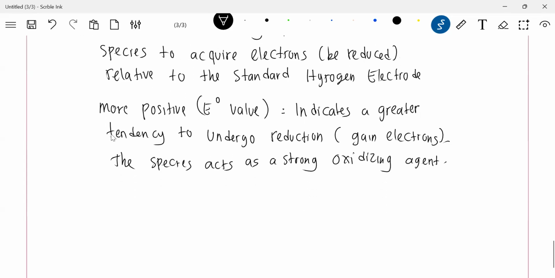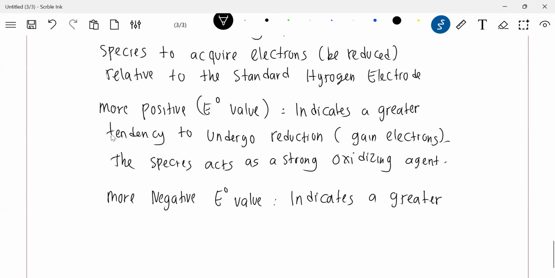And how about if it is more negative, sir? If it is a negative E0 value, it indicates a greater tendency for oxidation, to lose electrons.